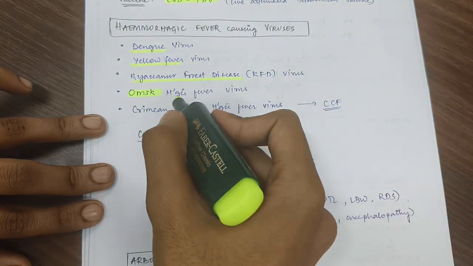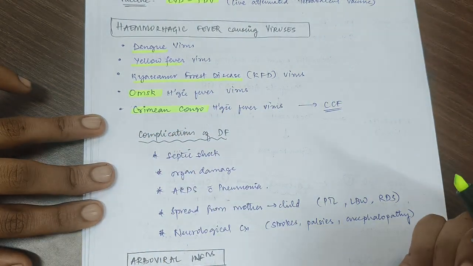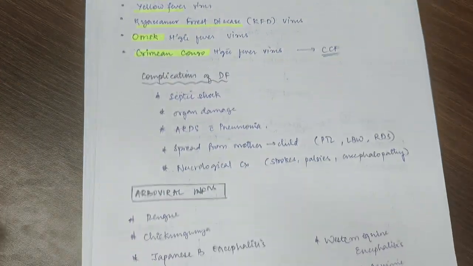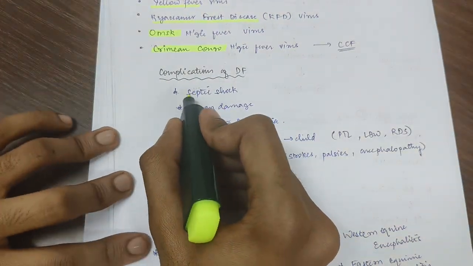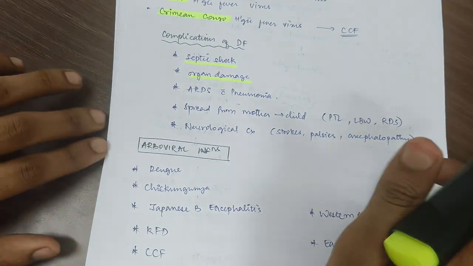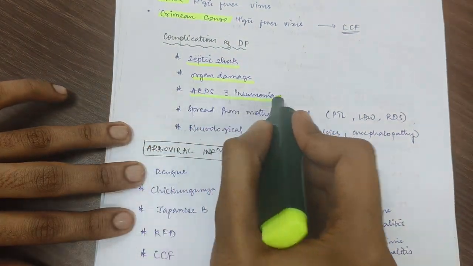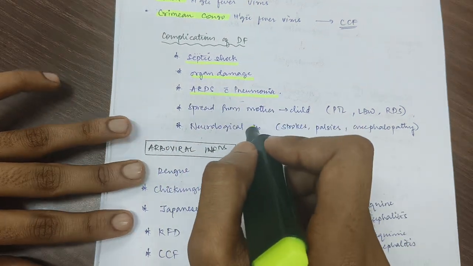Okay, in the name itself they are going to cause hemorrhagic fever. That's how you're going to remember Crimean Congo and Omsk. What are the complications of dengue fever? Septic shock, organ damage, that is MODS, multi-organ failure. Then pneumonia, and last acute respiratory distress syndrome, ARDS.